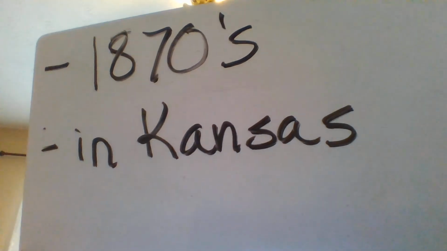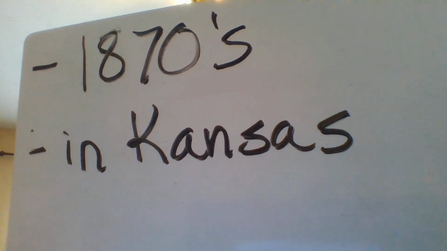And then it says, where does the story take place? And we know that it is in Kansas. And then it was called Indian Territory, but today it would be the state of Kansas, and it is on the prairie.